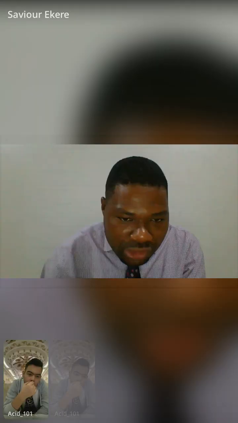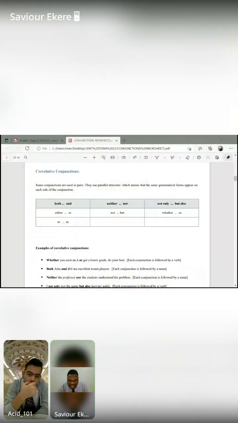Then we have, neither the professor nor the student understood the problem. Each conjunction again is followed by what? A noun. Neither is followed by professor, and nor is followed by the student. That's what we call the use of correlative conjunctions. And this works well only on parallel structures. That's very, very important.